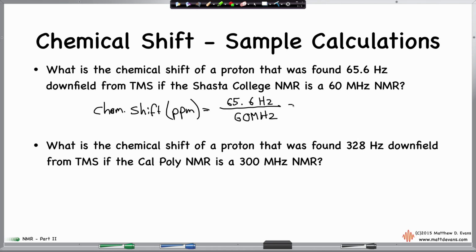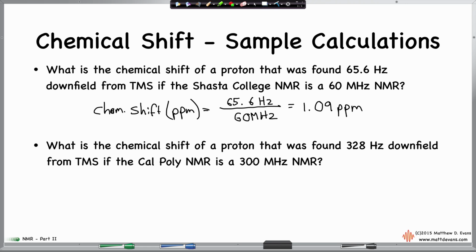I think I did this in the calculator earlier. I think I got something to round to 3 sig figs. I got 1.09, and this is in the units of ppm at this point. Okay. So in our NMR spectrum, we would expect to see a signal at 1.09 ppm, and that's downfield from TMS at 0.